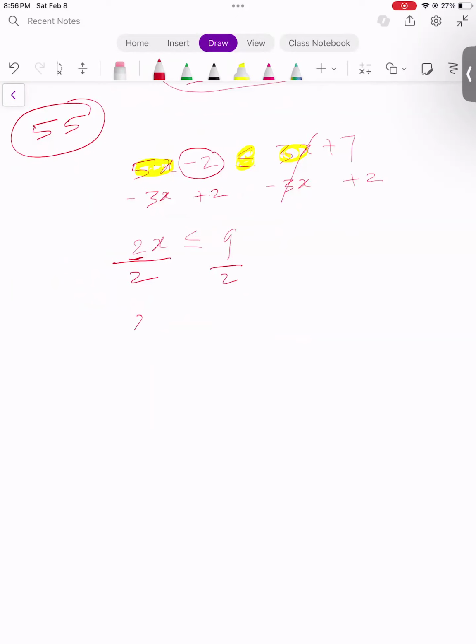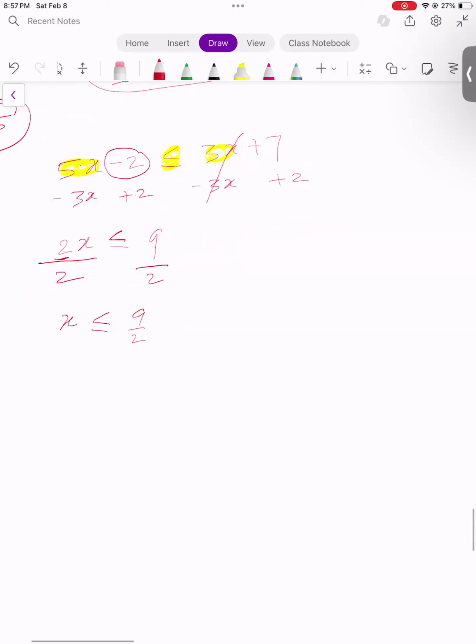2x divided by 2 is x. Now, whenever you are dividing both sides of the inequality by a positive number, your inequality sign remains the same. Okay, you still have less than or equal to 9 over 2. But sometimes, for example, if you have negative x greater than or equal to 4, in this case you have to divide both sides by a negative number. Okay, whenever you are dividing or multiplying an inequality by a negative number, your inequality sign changes.